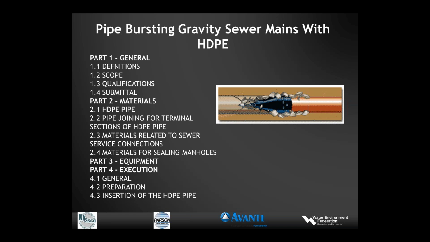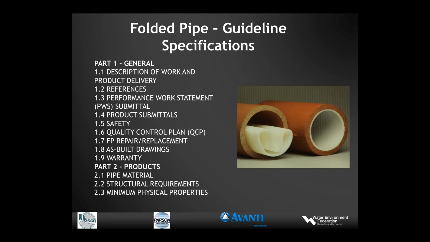specific to high-density polyethylene. There's a folded pipe guideline for pipe that is manufactured in the factory, then mechanically deformed, and then reformed in the field. A little different than the CIPP in the sense that it's not manufactured in the field or produced in the field. It's actually produced in the factory and then processed in the field. Again, describes the description, the references associated, and there's many ASTMs on this particular type technology, the performance work statement requirements, quality controls, and so on.